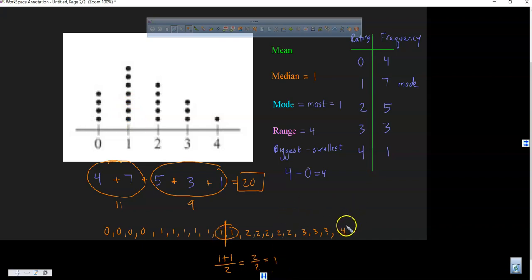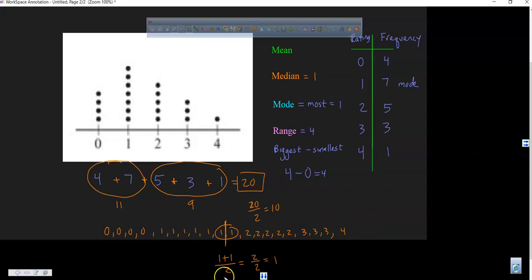So the median is not that hard to find, but it's kind of tedious to list them all the way across. So sometimes you can just figure out, okay, how many total? Take half of that. So we had 20 divided by 2. So you're looking for the 10th one, and you know it's got to be right there in the middle.